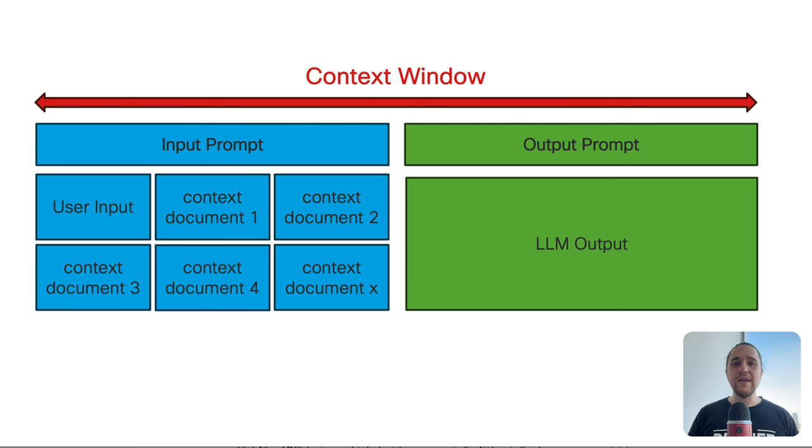Here you can see what is actually the context window. So the context window is the input prompt and the output prompt together. So you can see here in the input prompt, we have the user input, context document 1, 2, 3, 4, and so on, as much as the context window allows. But we also need to calculate and check that the output needs also to fit in this specific context window. And this context window is actually written in the documentation of the LLM.